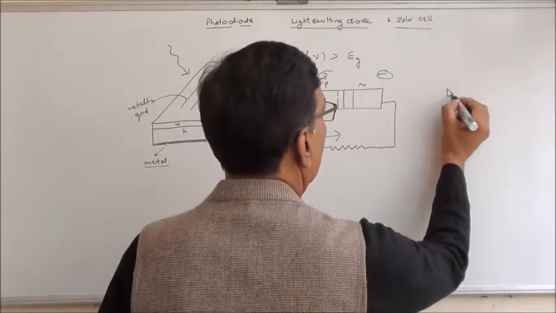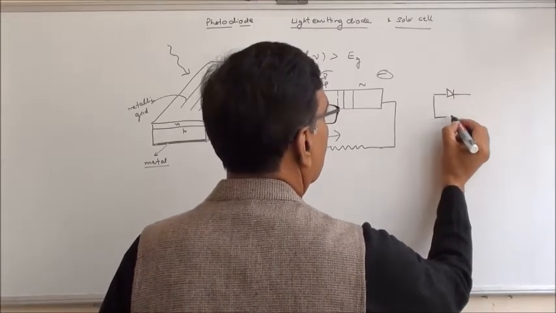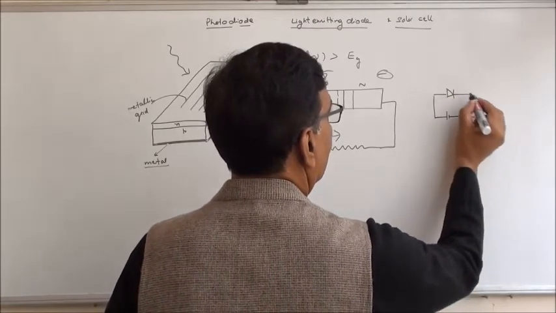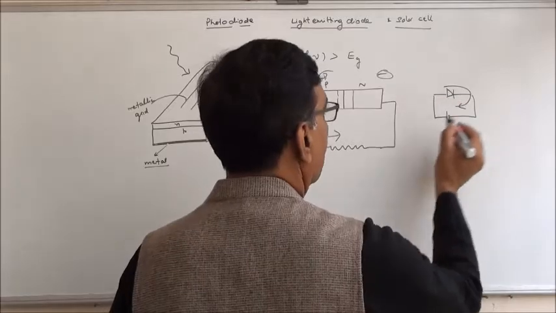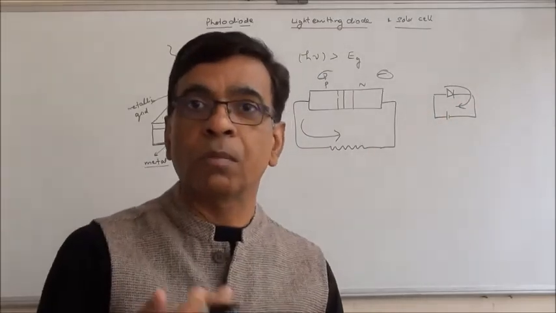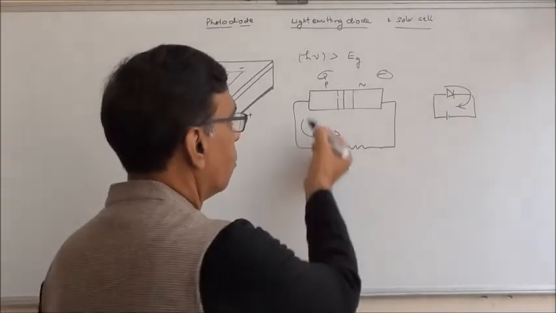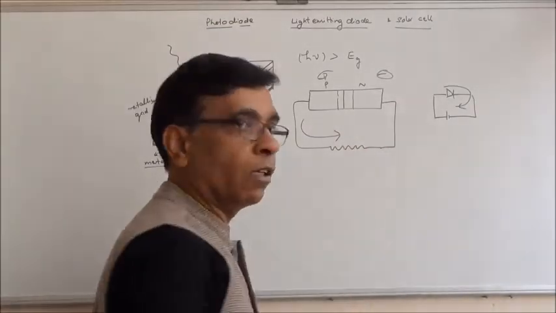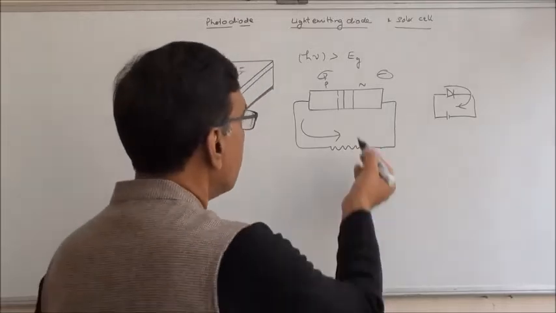Usually, how does the current flow? Current flows like this in a diode. But here we are taking the current from the cell. We are not supplying any external current to it, and we are not connecting it to a voltage source. We are taking from it.